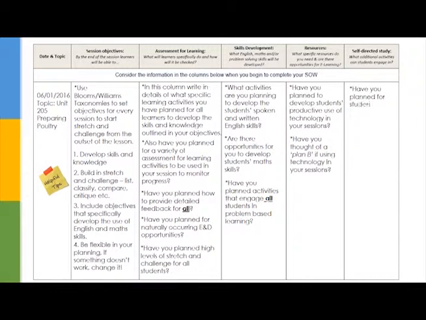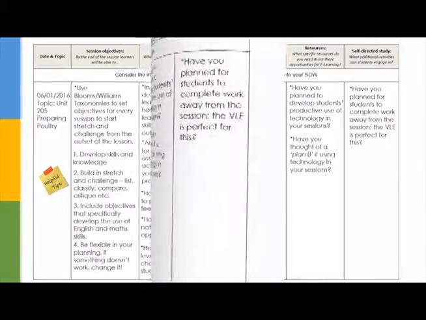The self-directed study column is an opportunity for teachers to plan in effective activities that continue the students' learning outside the classroom. These activities should be short, easy to access and relevant to the students' learning needs. Research has shown that out-of-class activities are most effective when used to recap or consolidate the learning.